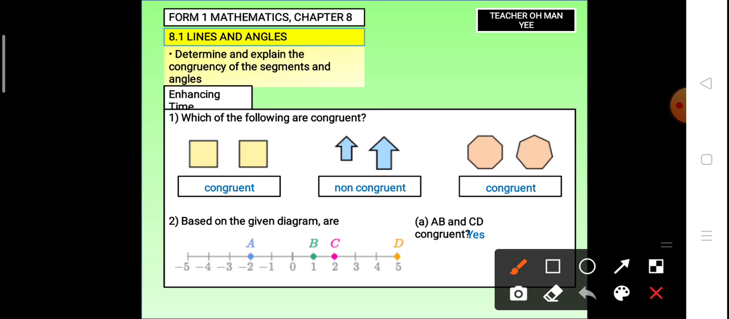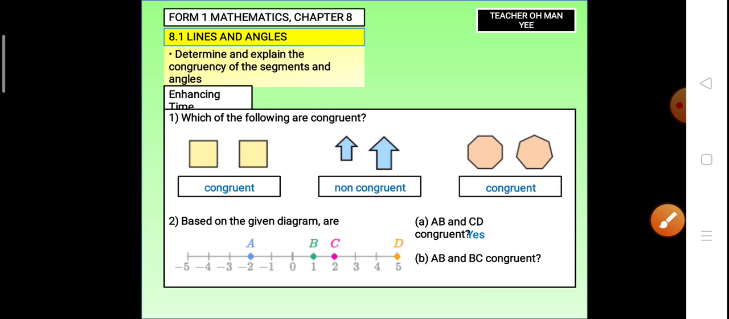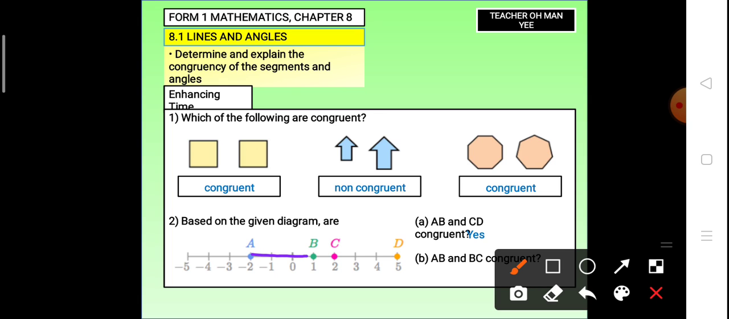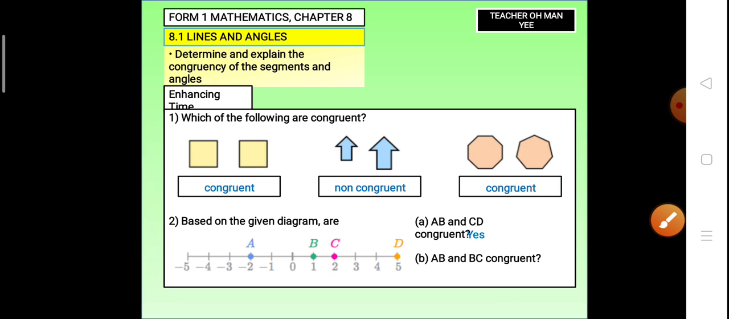Okay, and now we move on to the second part of this question, which is, are AB and BC congruent? So we have a look at AB. AB, as just now, 3 units, 1, 2, 3. And BC, only 1 unit. Okay, so when we compare, for sure they are of different length. So when they are different length, we say they are not congruent. Okay, so hopefully here you're able to understand the meaning of congruency of the segments and angles, which we mean same shape and size.